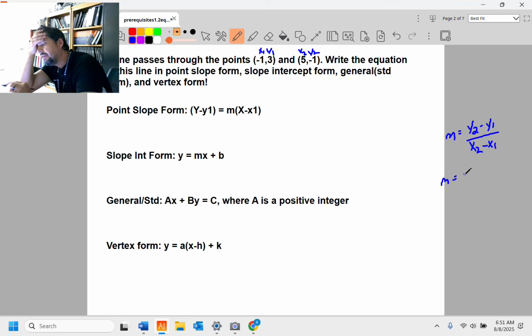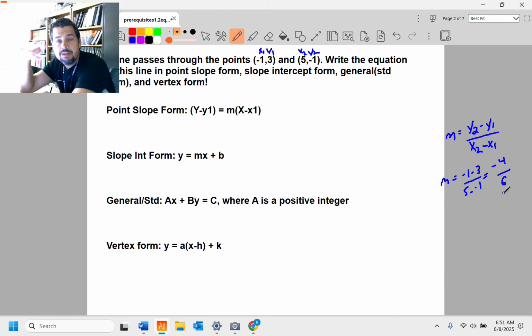Alright, so what do we have here? We have negative 1 minus 3, sitting pretty over 5 minus a negative 1. Negative 1 minus 3 is going to be a negative 4, and 5 minus a negative 1 is 6. And negative 4/6 will reduce down to negative 2/3. So the slope that I'm going to be using is a negative 2/3.